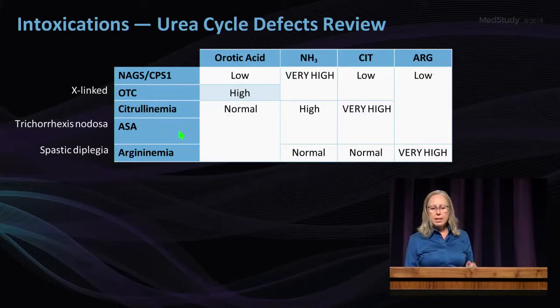Citrullinemia, ASA, and argininemia all have normal orotic acid, but tell the difference between their ammonias and their citrulline to arginine. OTC is X-linked. ASA has trichorrhexis nodosa, and argininemia is the outlier that gives you spastic diplegia.